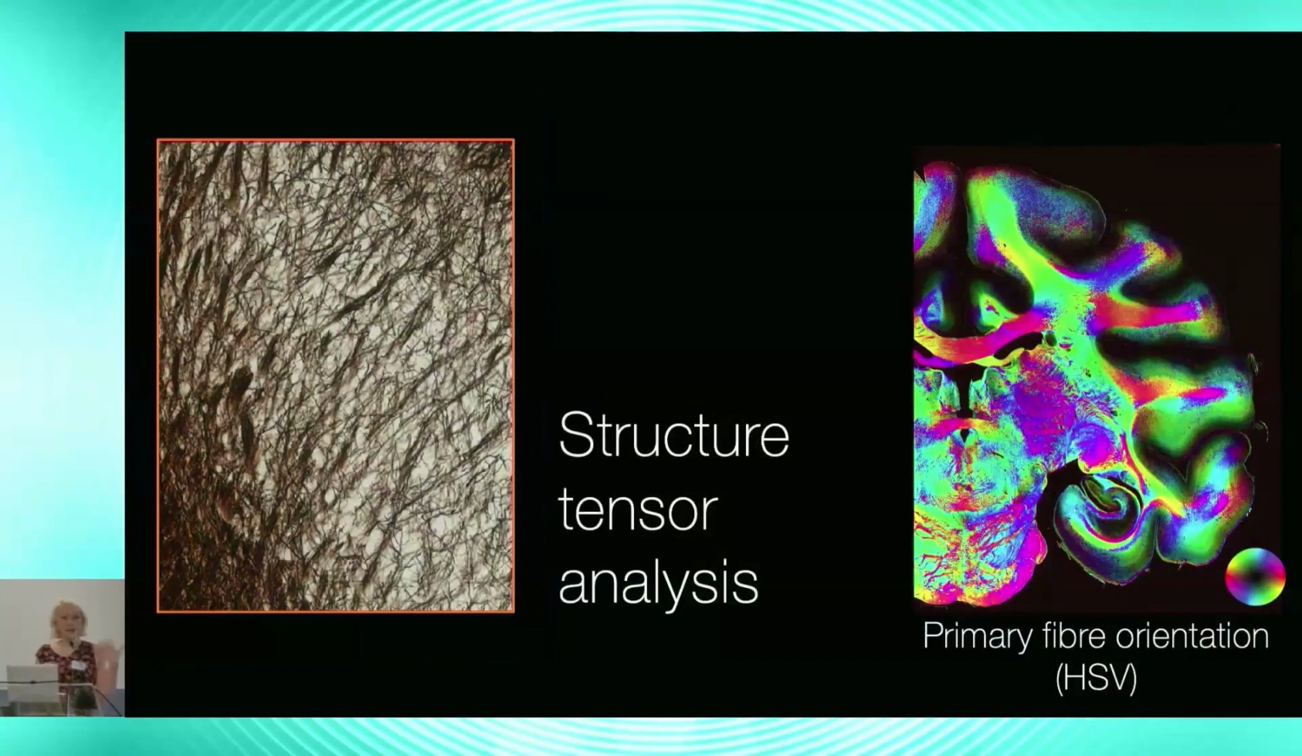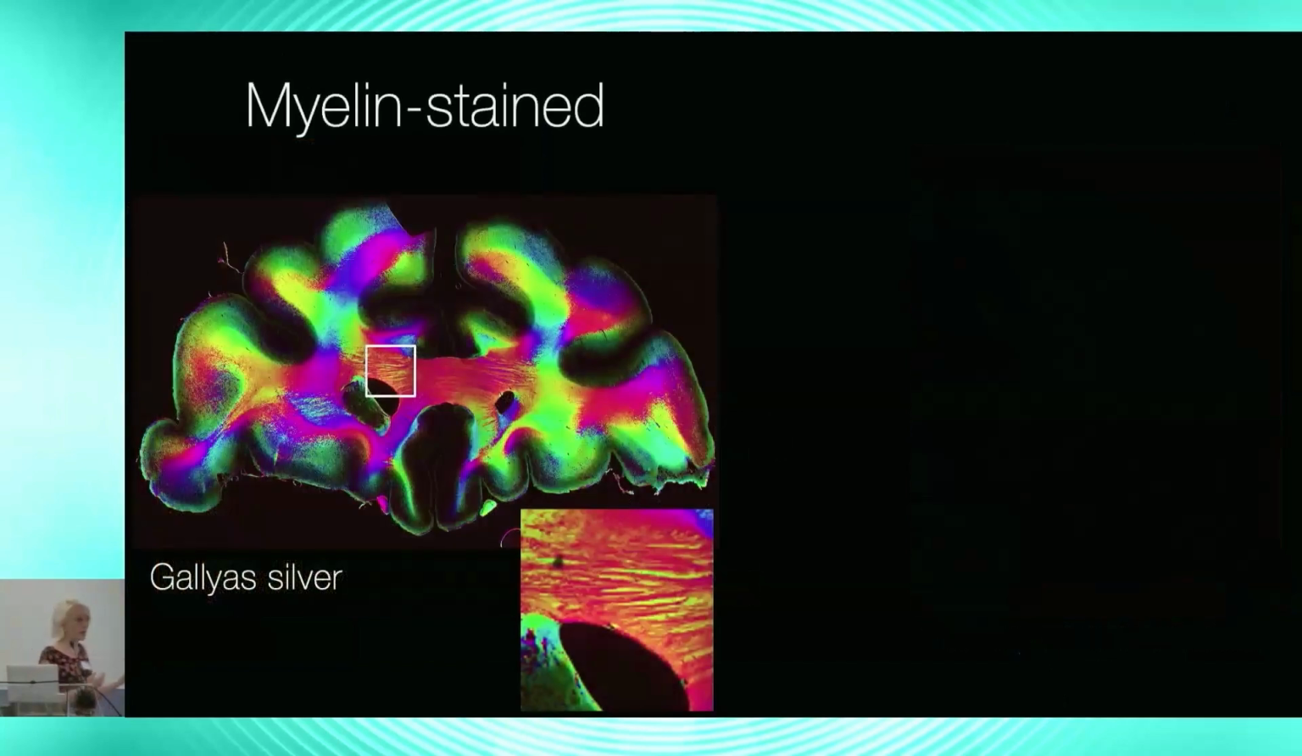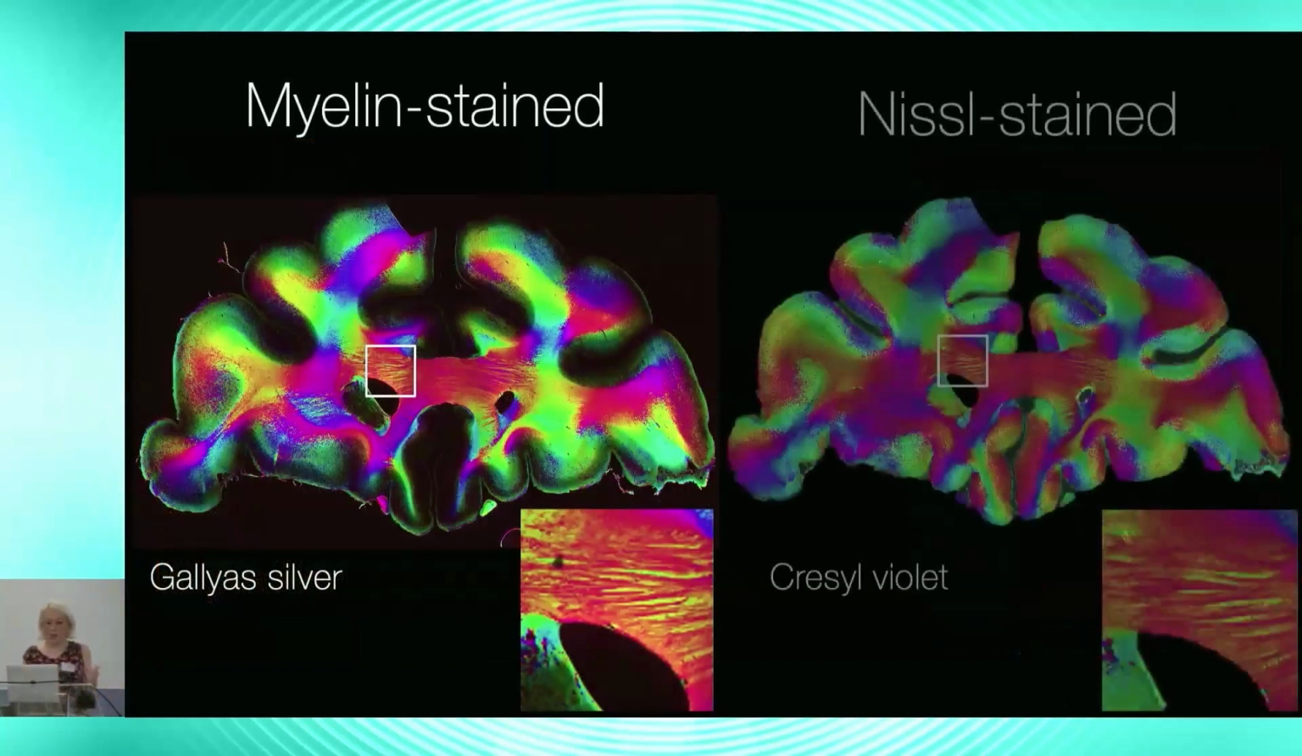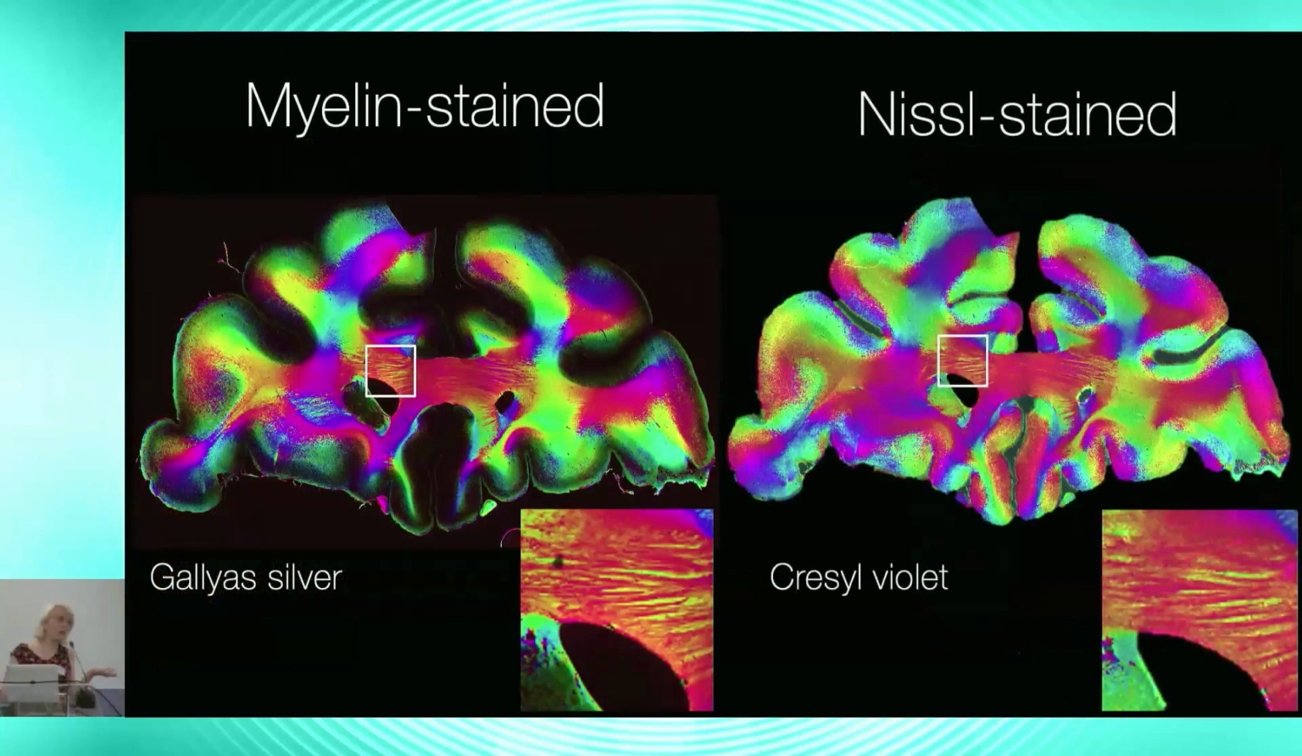With these histology data, we can also perform structure tensor analysis, which is just a type of texture analysis that allows us to again estimate the primary fiber orientation per pixel. Here I'm showing it again using the 2D color wheel similar to PLI. What's nice here is that we can do this on a myelin stained slide, but we get very similar information if we also do it from a Nissl stained slide, where both are able to see these interesting details such as these interdigitating fibers entering the corpus callosum.